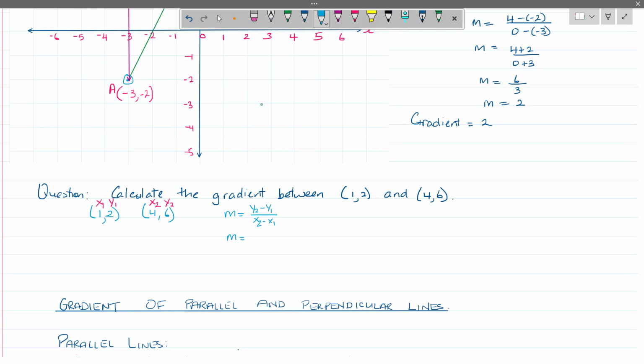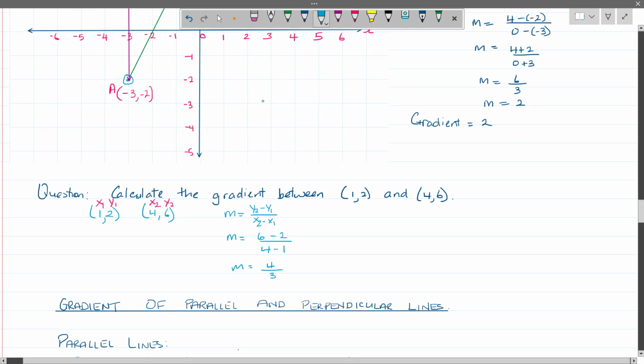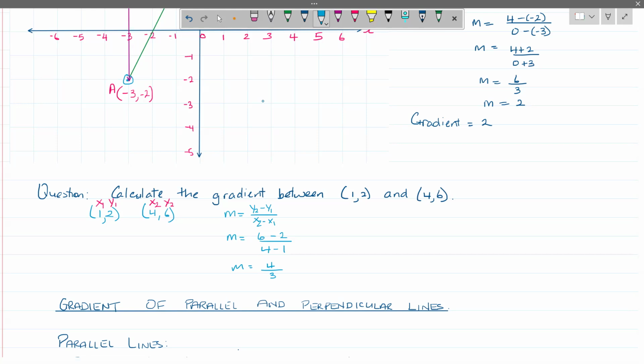M is equal to Y2 is 6, Y1 is 2, X2 is 4, X1 is 1. So 6 minus 2 is going to give us 4, and 4 minus 1 is going to give us 3. Right? So our gradient is going to be 4 over 3, which is fine. It's okay if we get a fraction as a gradient. You don't need to write it as a mixed number. We could leave it like this.